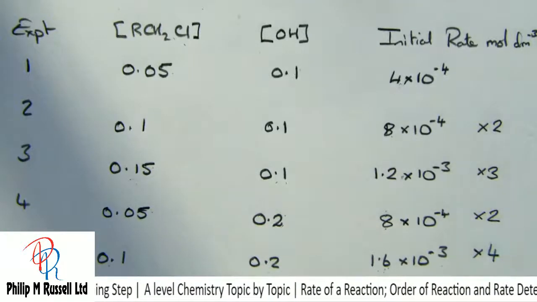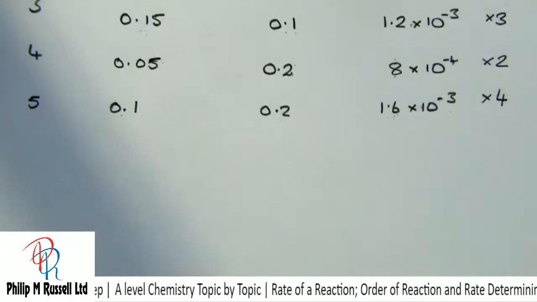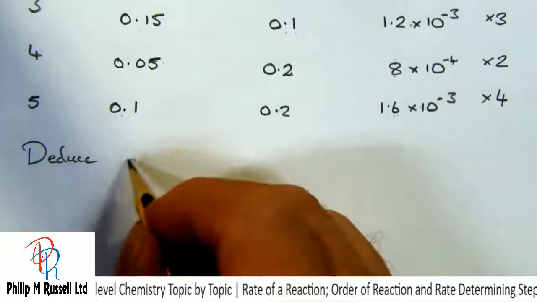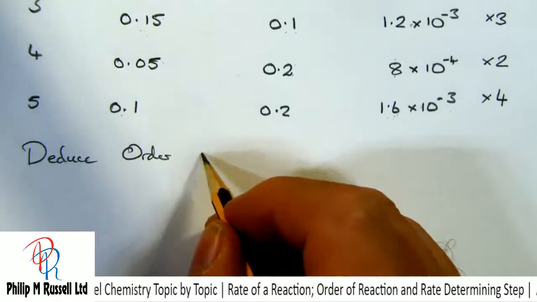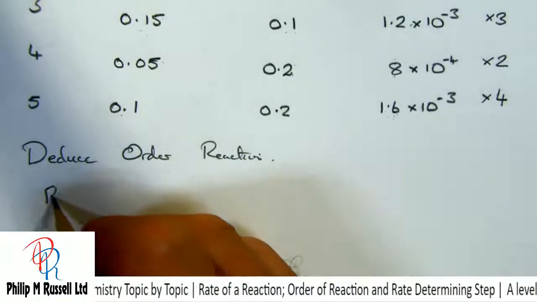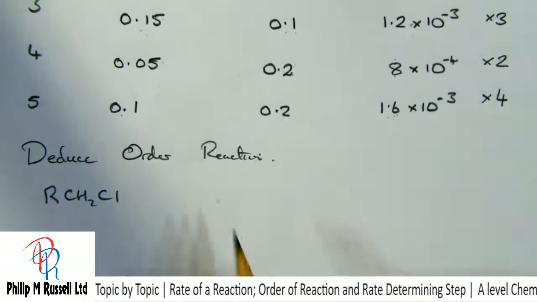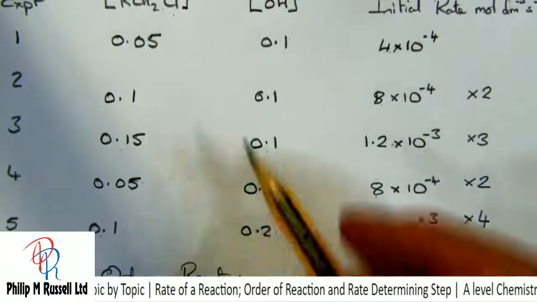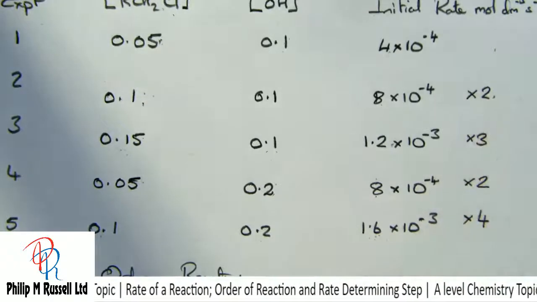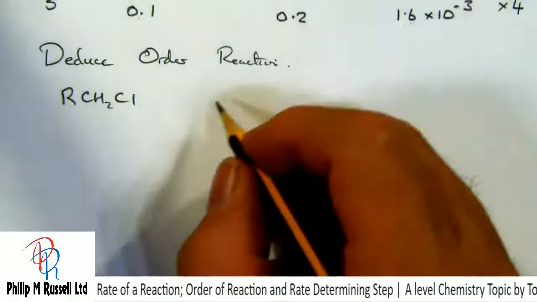So what can we say about this reaction? A typical question might ask you to do something like deduce the order of the reaction, and we're going to do it first with my chloride, and then we'll do it with hydroxide ion. So we're seeing here that by doubling the concentration, we've doubled the rate of the reaction. So we call this a first order.